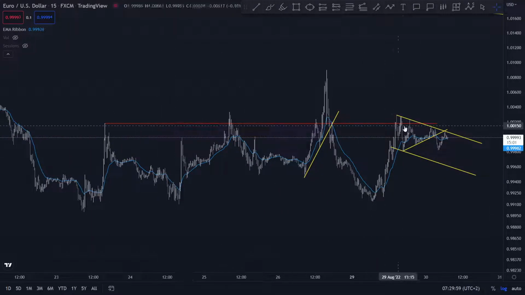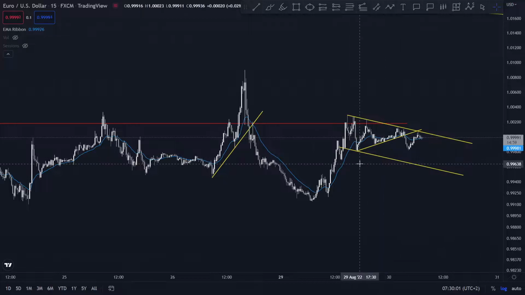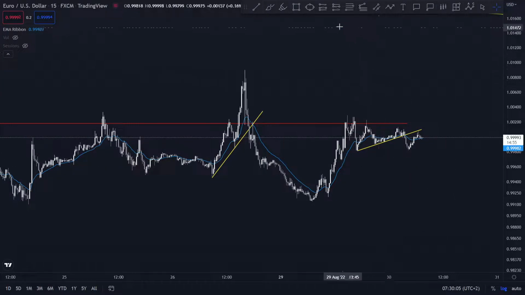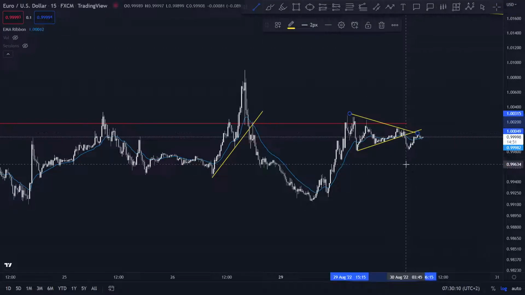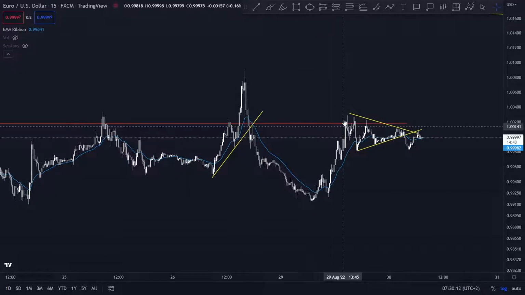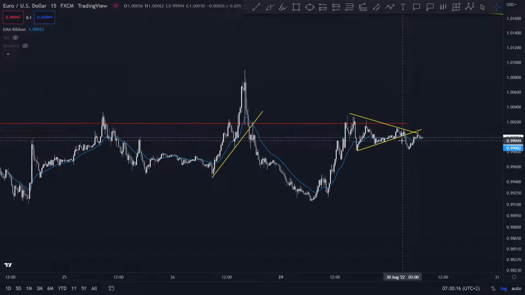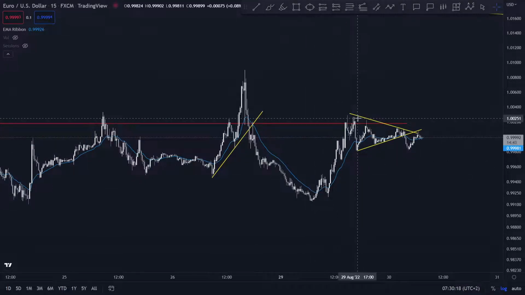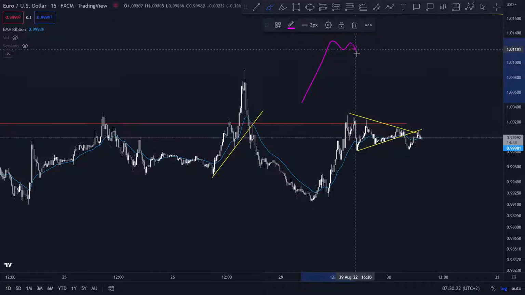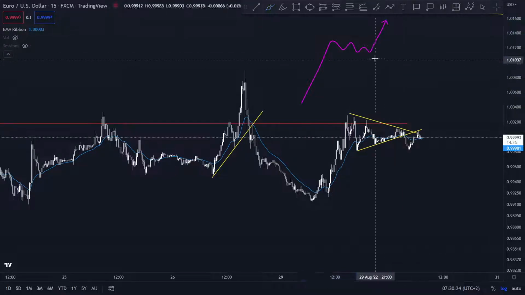I believe this resistance could still hold, plus I see the market was forming a triangle here, push up and then a triangle. This triangle could be a bull flag, which means up, triangle, up.